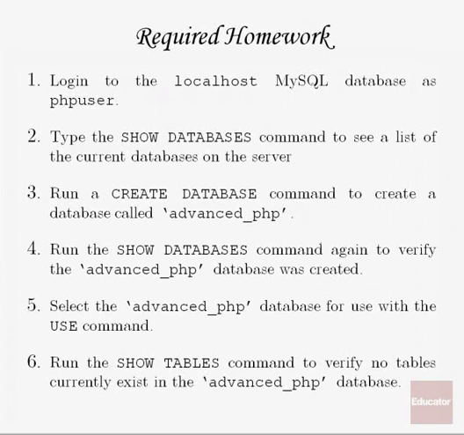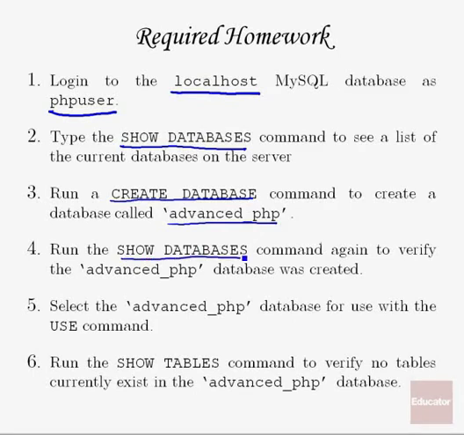So we have another required homework for this lesson, and that's because it's going to help you to set up this items database that we're going to be using for our web application. So basically what I want you to do is log in to the localhost MySQL server as PHP user, and do that at the Windows command prompt using the MySQL Monitor program. I want you to type the show databases command to see a list of all the current databases on the server, to see that we don't have this advanced PHP database yet. Then go ahead and run the create database command that's going to create our advanced PHP database. Then you should rerun show databases to confirm that advanced PHP database has been added to this particular MySQL server.